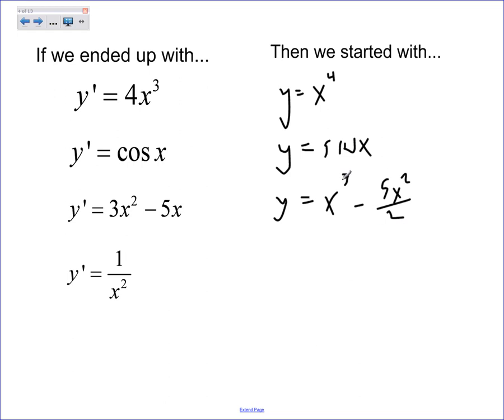Okay, check that. X cubed. 3's are really awful lately. All right, 3 there. 3x squared minus 5x. You with me?